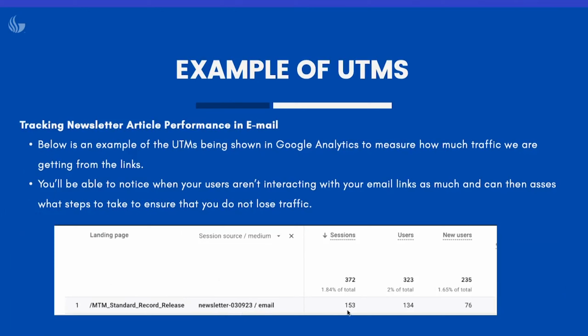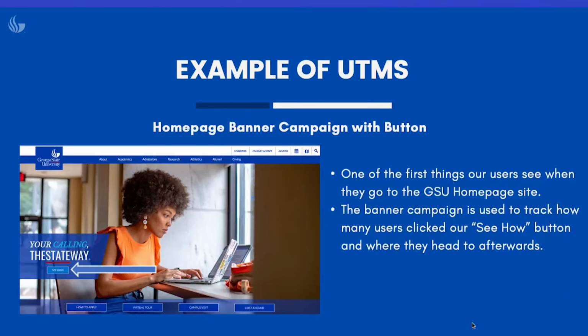So for example, right here, the sessions will be 153, the users are 134, and the new users are 76. The next example we have is just the homepage banner, the campaign with the button where it says see now. One of the first things that people see on the GSU homepage is that button for the most part. So you just want to see how many people are clicking there, and you're also able to see where they head to afterwards as well.